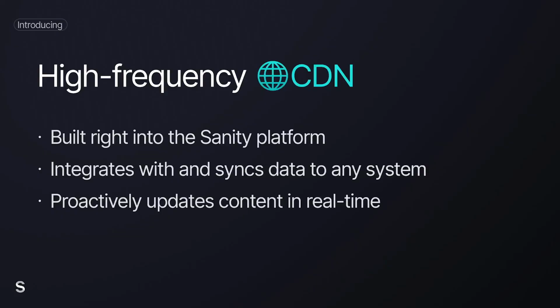Well, no more. Today, I'm thrilled to announce the industry's first CMS-native High Frequency CDN. It ensures your content is always up to date, even when distributing highly dynamic, frequently changing content to millions of global users. There are three main properties that make Sanity's High Frequency CDN stand out. First, it's built right into Sanity's content platform. Second, it's easy to integrate with any system your data needs to sync from. And third, it proactively updates content in real time, in mere seconds.